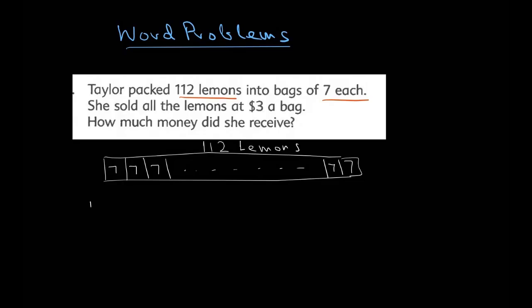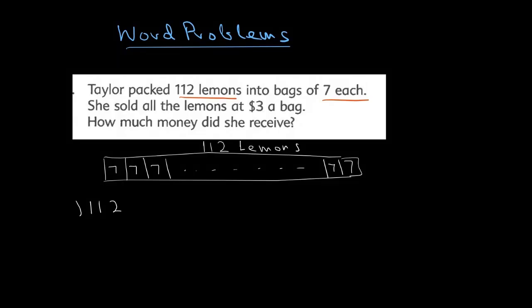So we just have to divide 112 by 7. 11 minus 7 is 4, 42. So 6 sevens are 42. So the answer is going to be 16 bags. So we have 16 bags, right?